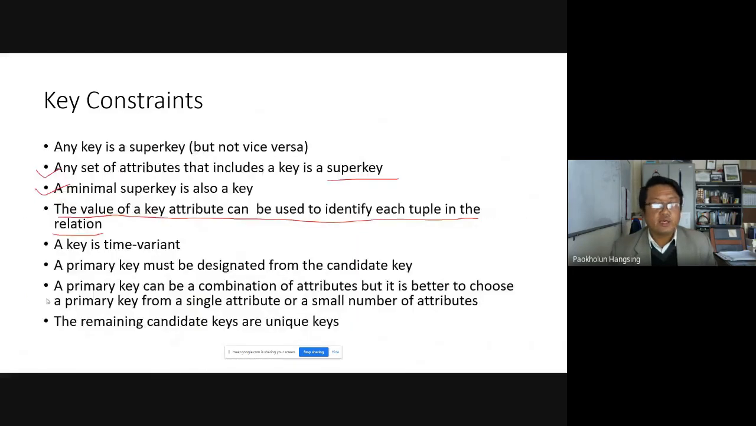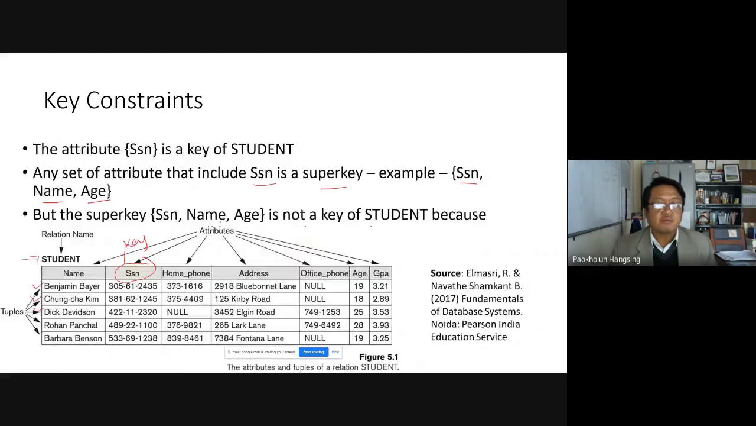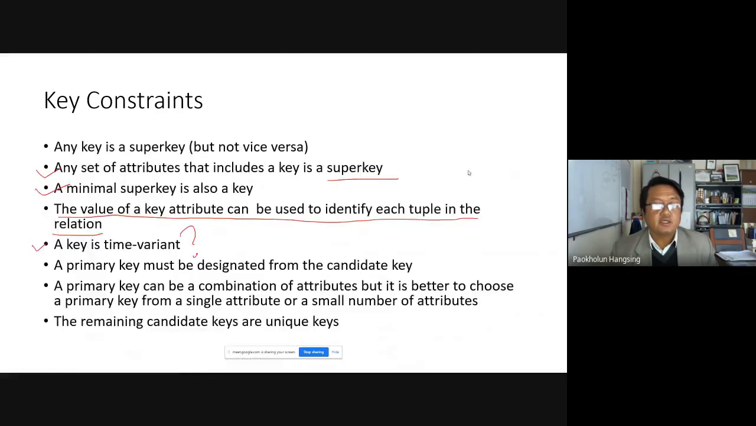Then a key is time variant. What do we mean by that? A key is time variant. That means a key cannot change over a period of time. In terms of age, for example, the age of a person will change every year, but social security number will not change. Therefore, it is used as a key, and it cannot change over time. So there will be so many keys.